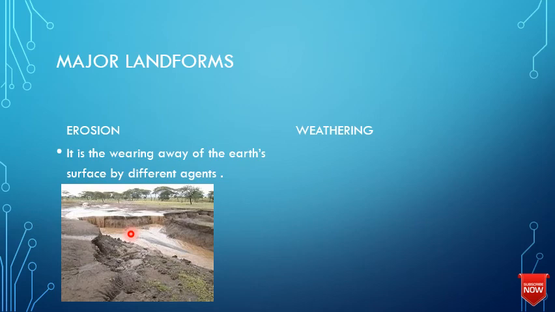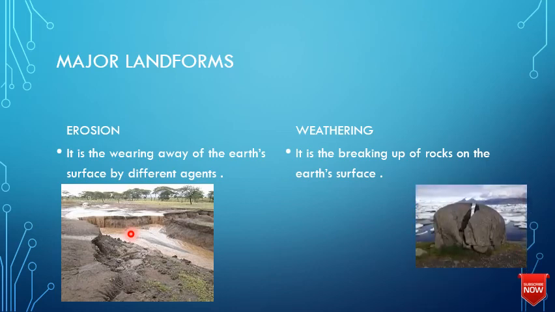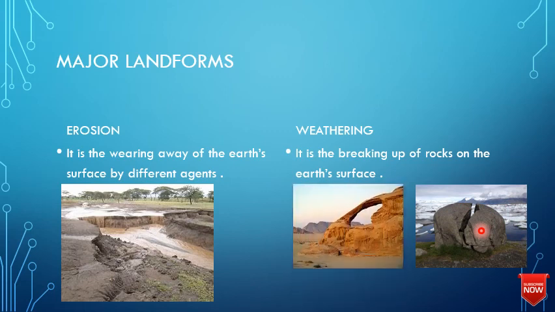Next is weathering. It is the breaking up of rocks on the Earth's surface. First, the rock will be like this, and due to the changes on the Earth's surface, it starts breaking up to form soil. It will become like this.